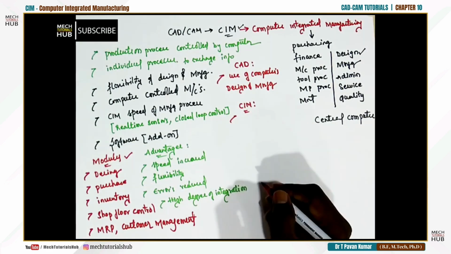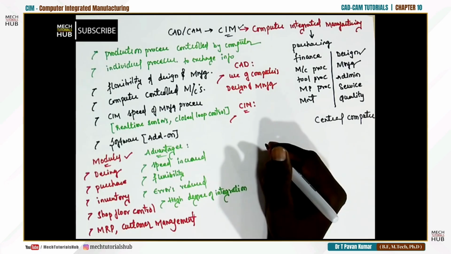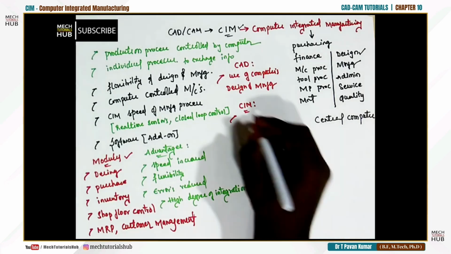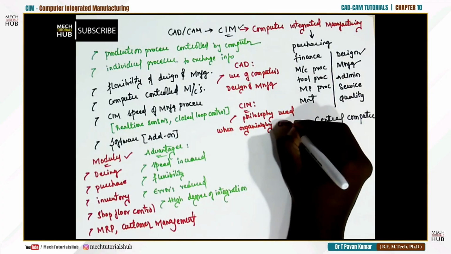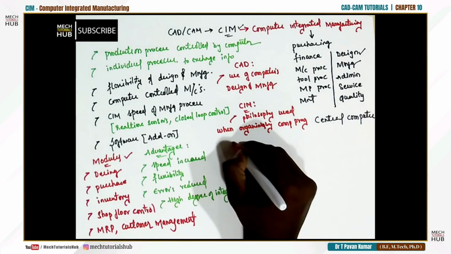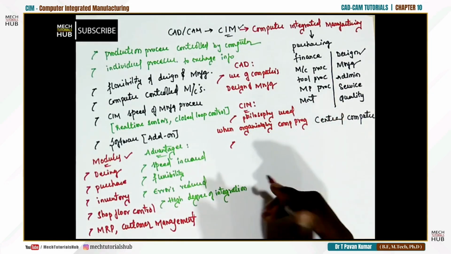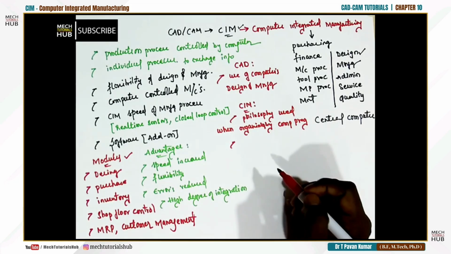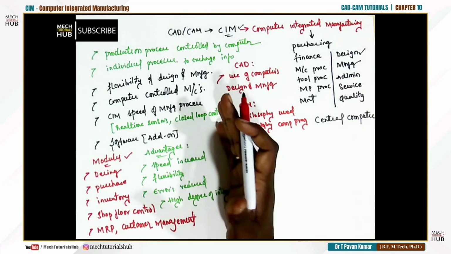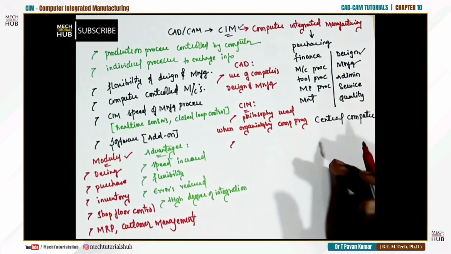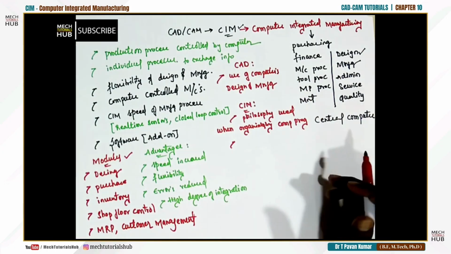CIM system is a philosophy used when organizing computer programs. It also helps you pass information from one system to the other, one process to the other, one department to the other. That cannot be done by using a CAD system.